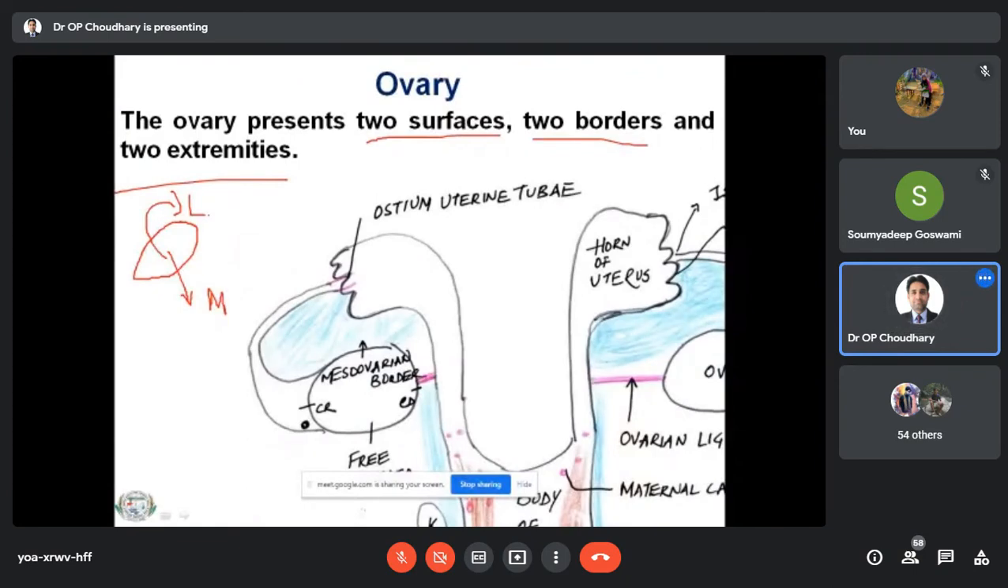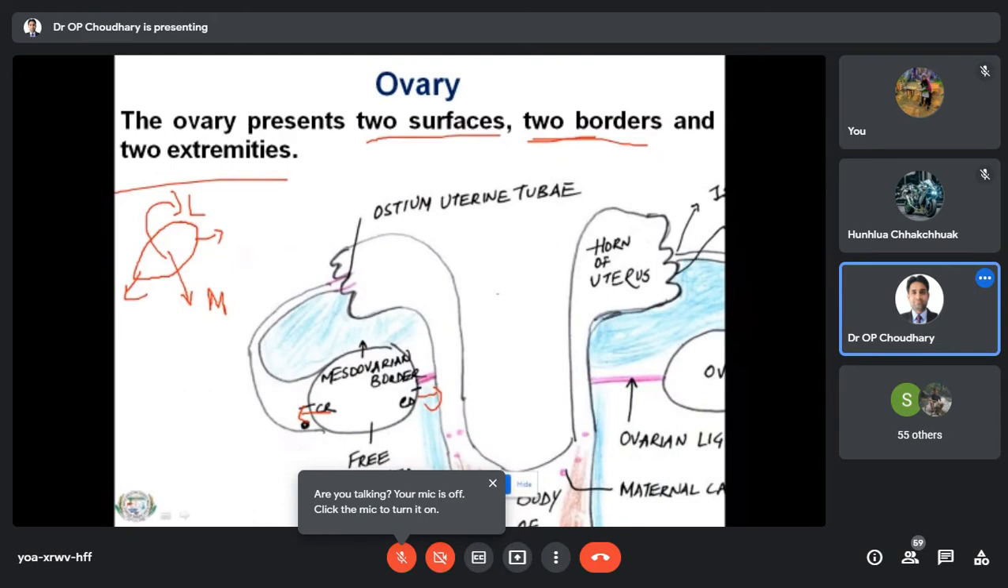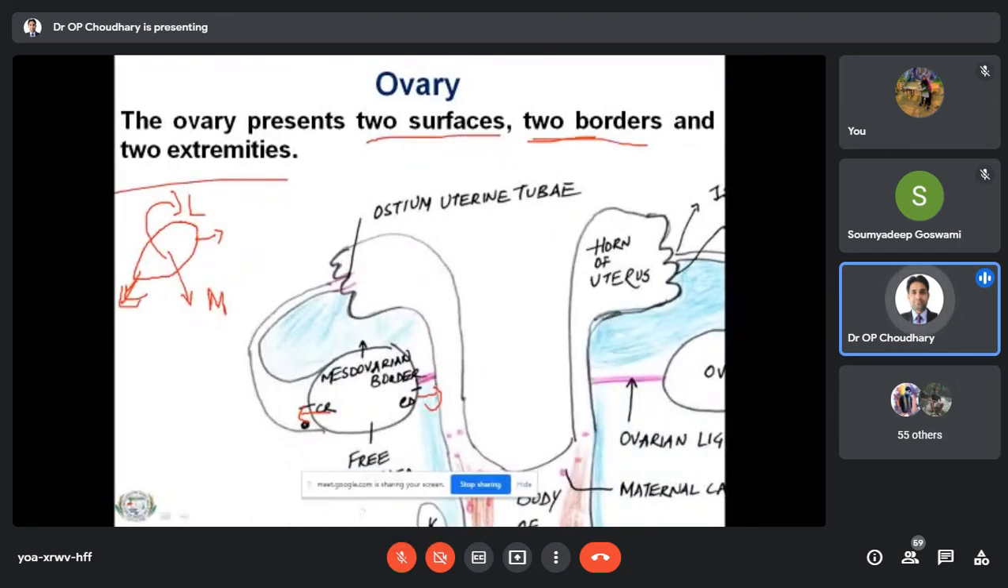And there are 2 borders, as I already told you. You can see here, one is called the cranial border and one is called the caudal border. These 2 are the extremities: this is the cranial extremity and this is the caudal extremity. Borders are these 2: one is the mesoovarian border and one is the free border.